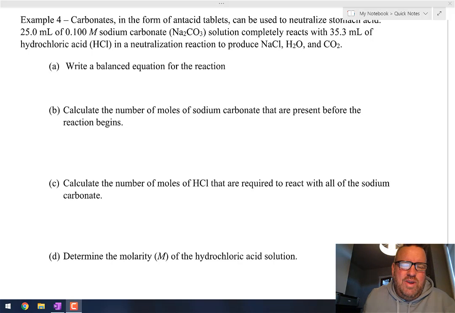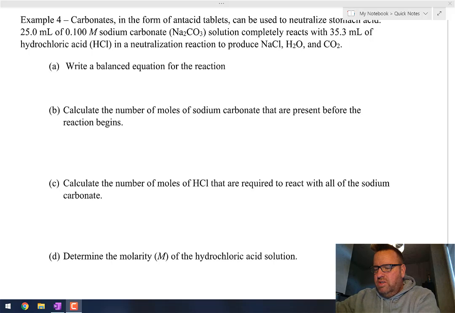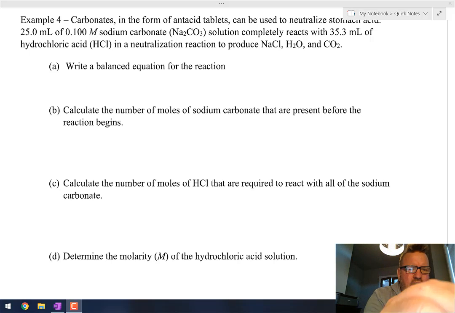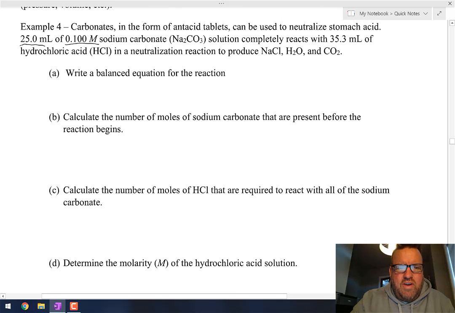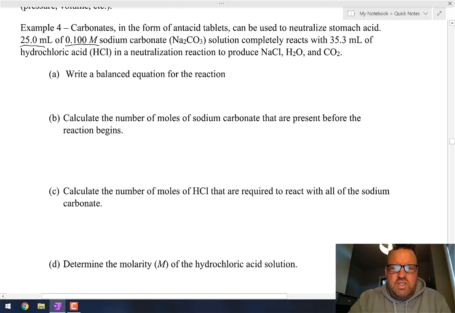Right, let's look at a few examples here of how to do some stoichiometry that aren't just the typical stoichiometry type questions. So, example number 4 says carbonates in the form of antacid tablets can be used to neutralize stomach acid. So then they tell us we've got 25 milliliters of 0.1 molar sodium carbonate reacts with 35 milliliters of hydrochloric acid in a neutralization reaction, producing sodium chloride, water, and carbon dioxide. Okay, write the balanced equation.